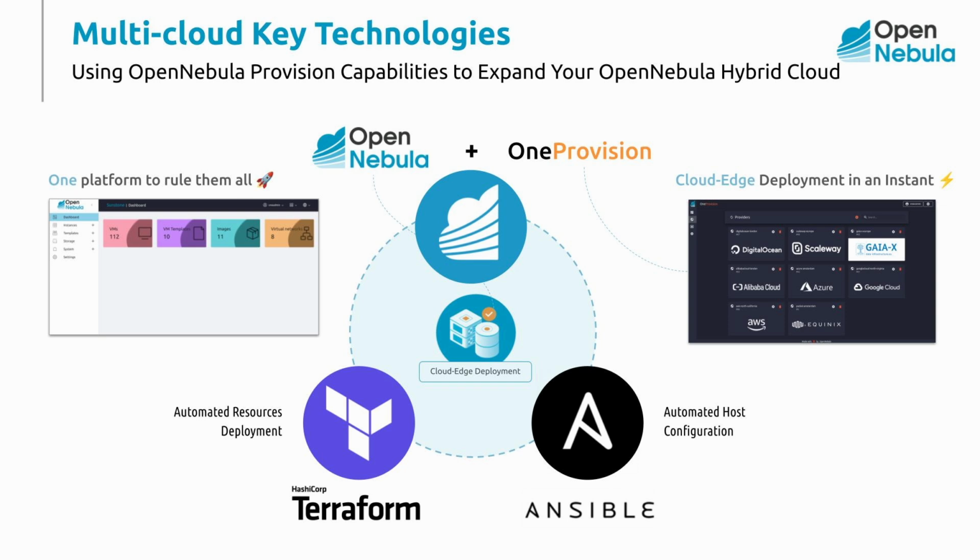any moment. OpenNebula provides a unified platform that enables rapid deployment of resources across cloud and edge environments. Whether you need to scale up in a central data center or expand to remote edge locations, this integration delivers instant results. With these tools, you gain the ability to automate both host configuration and resource deployment, significantly reducing setup time and operational complexity.